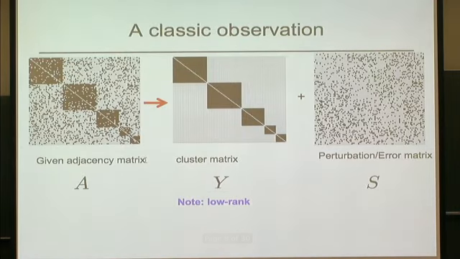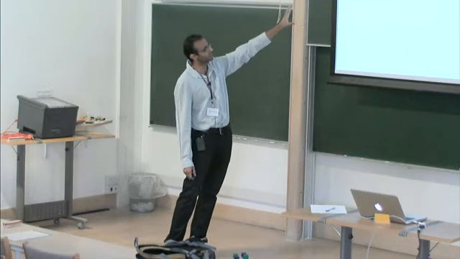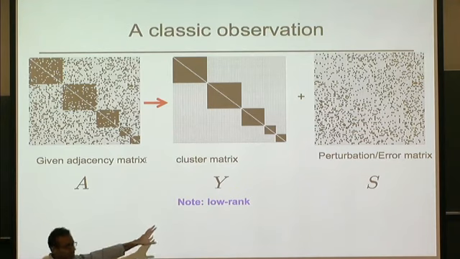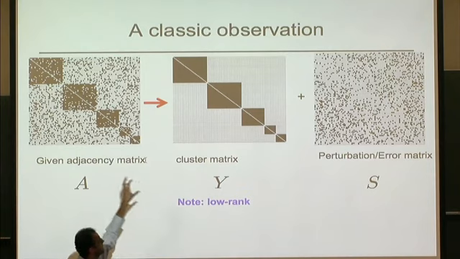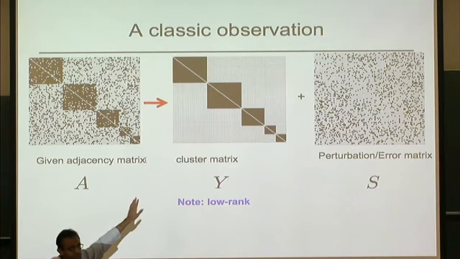Here is another popular way to do better, and it's based on a classic observation. Here's the problem: we are given a random graph. We're not given this ordering; we're given it permuted. But let's think of it that way. We want to find an underlying partition, which I'll represent by what I call a cluster matrix. Every underlying partition can be represented as a cluster matrix, which is a matrix of block diagonal ones and zeros everywhere else.